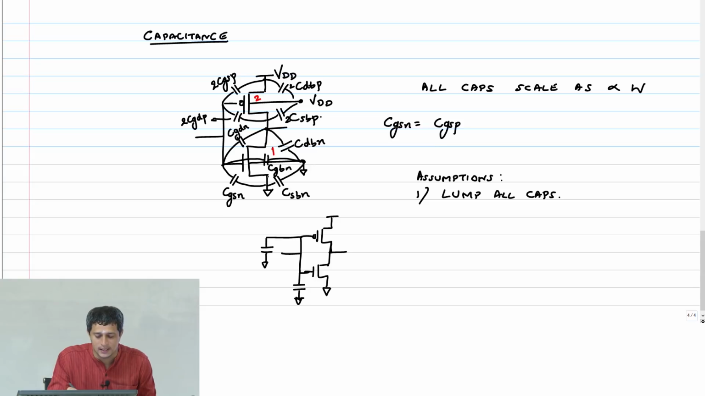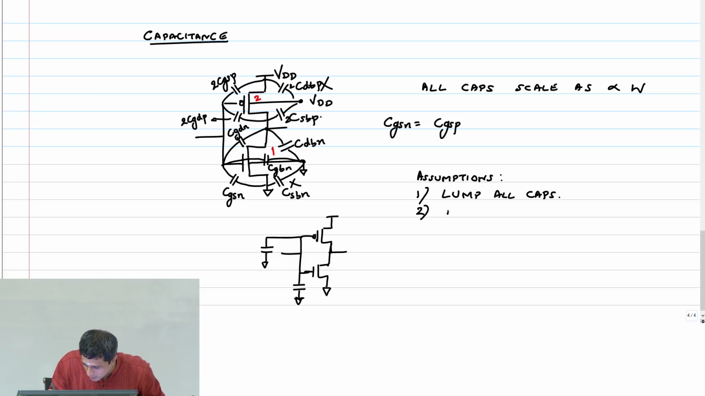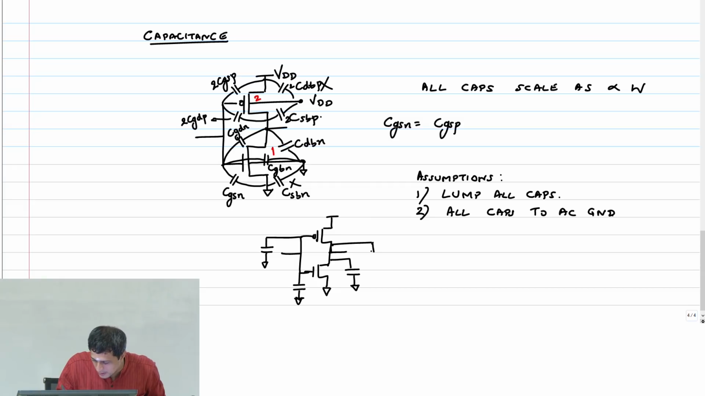The CSB is useless because it's connected between ground and ground. So I can neglect that capacitance. Similarly, I can neglect this capacitance. Now the CSBP is going to VDD, but that's like an AC ground. So therefore, I am going to bring all the capacitances to ground, all caps to AC ground. So what happens is my NMOS transistor now has one capacitance. Similarly, the PMOS transistor has another capacitance.